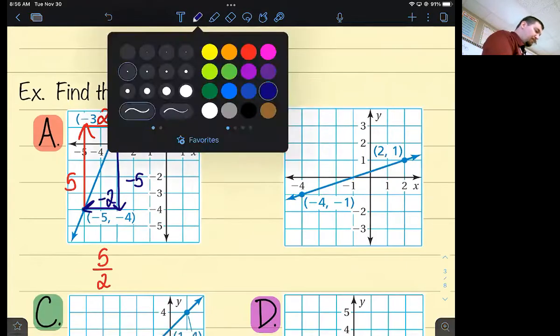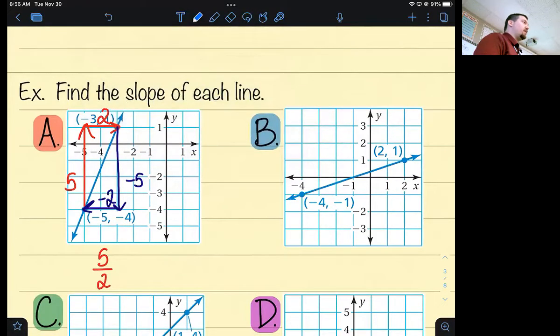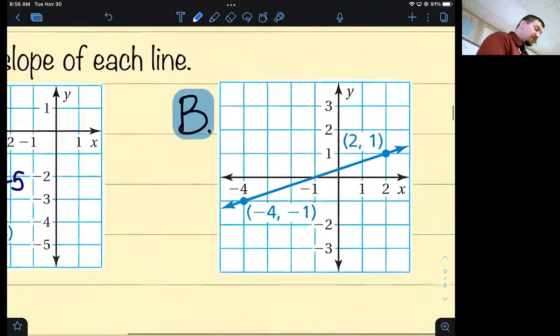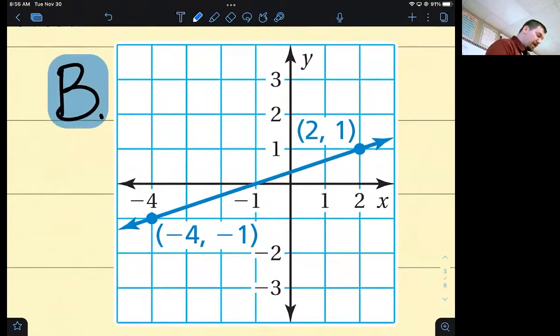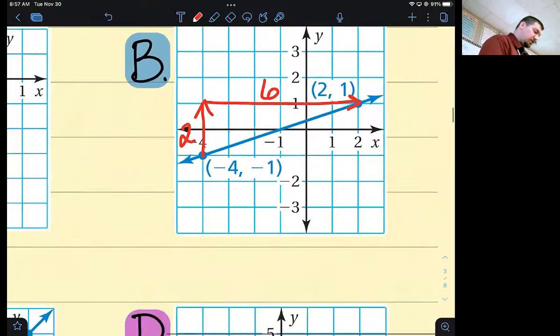What about example B? Was anyone able to finish that one? Hannah. That is correct. Nice job. So when we count our rise, I'm going to use red. Red's the best color to see on these coordinate planes. When you count your rise, it's 2. And when you count your run, you should get 6. But Hannah, what did you say 2/6 reduces to? 1/3. Nice job.